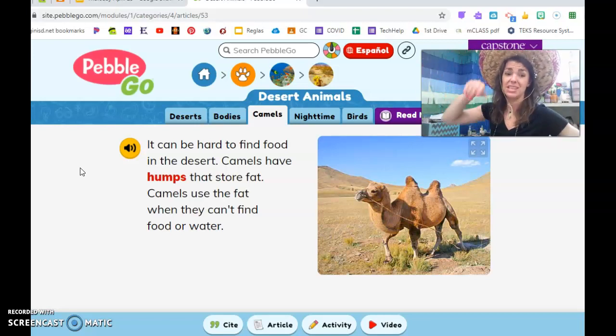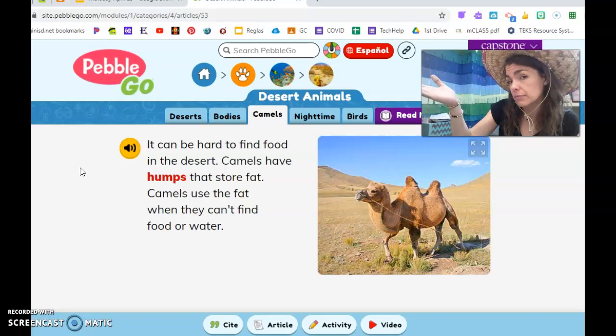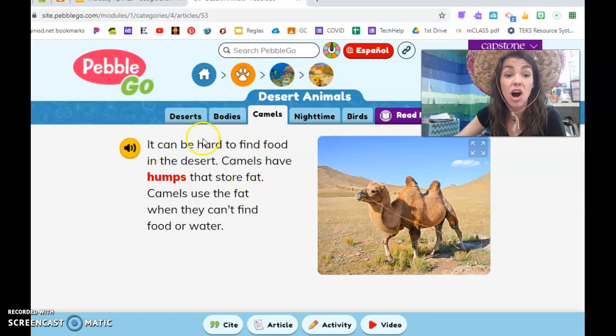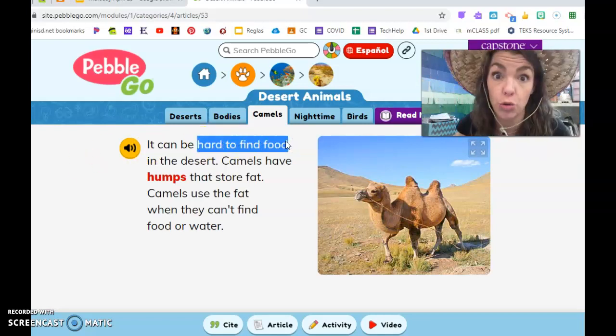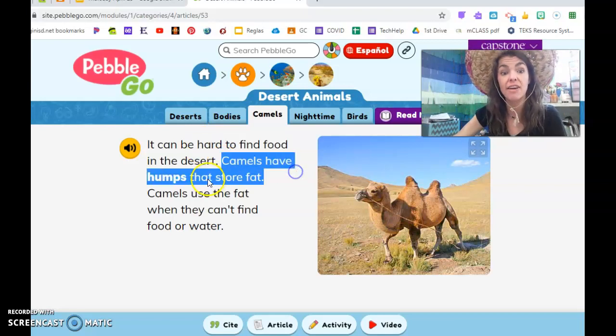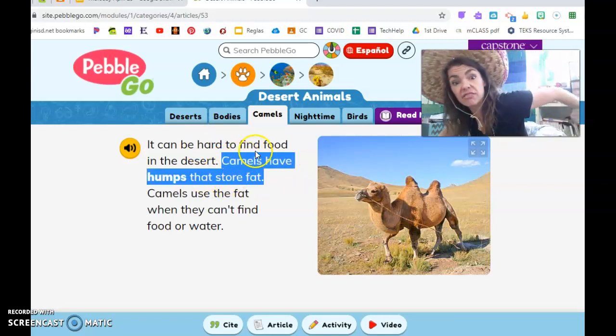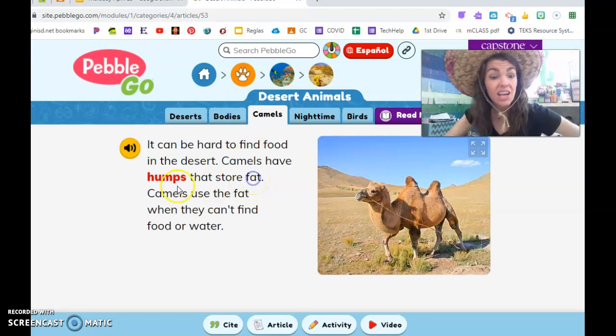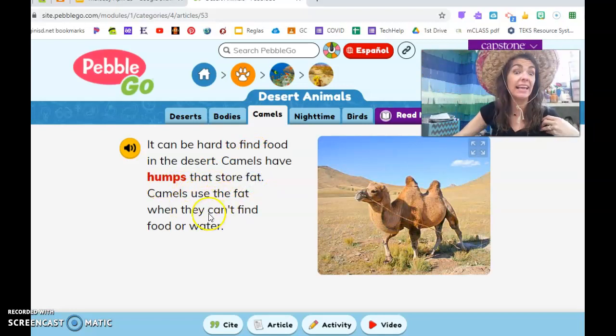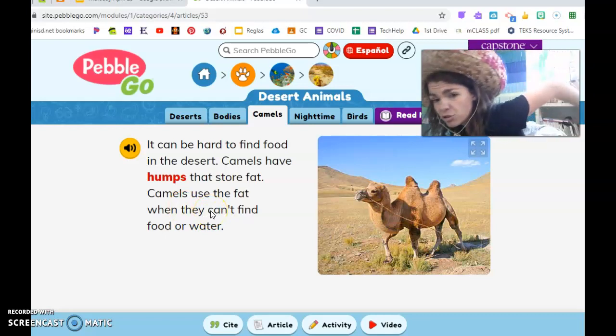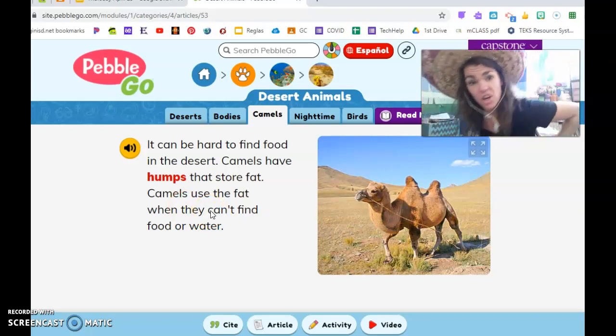We do not have humps. They have humps. Why? Because it's hard to find food. So camels have humps full of fat. Camels use the fat when they can't find food or water. So they've eaten all this food and they've stored the fat up in their hump on their back.